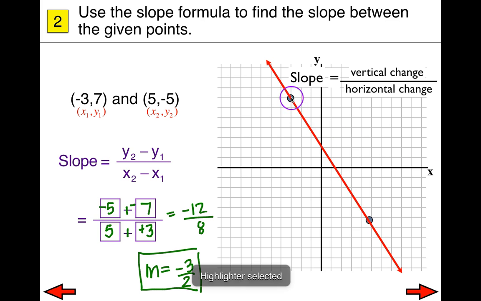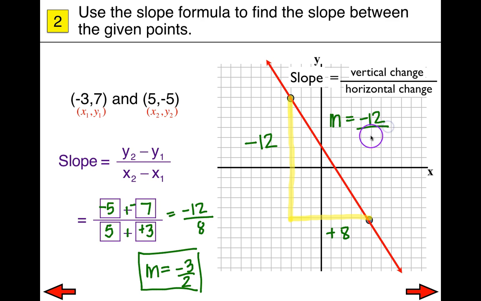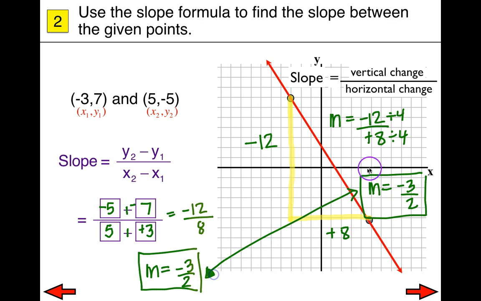So here I'm just going to count that it's changing down 1, 2, 3, 4, 5, 6, 7, 8, 9, 10, 11, 12. Since it's going down, that is a negative 12. Then from that point, I'm going to go to the right 1, 2, 3, 4, 5, 6, 7, 8. Since it went 8 to the right, that's going to be positive 8. So here, the vertical change was negative 12. The horizontal change was positive 8. So this would reduce to negative 3 halves. And again, I'm just reducing by 4. So once more, you're going to notice it doesn't matter which method you choose, you're still going to get the same answer.